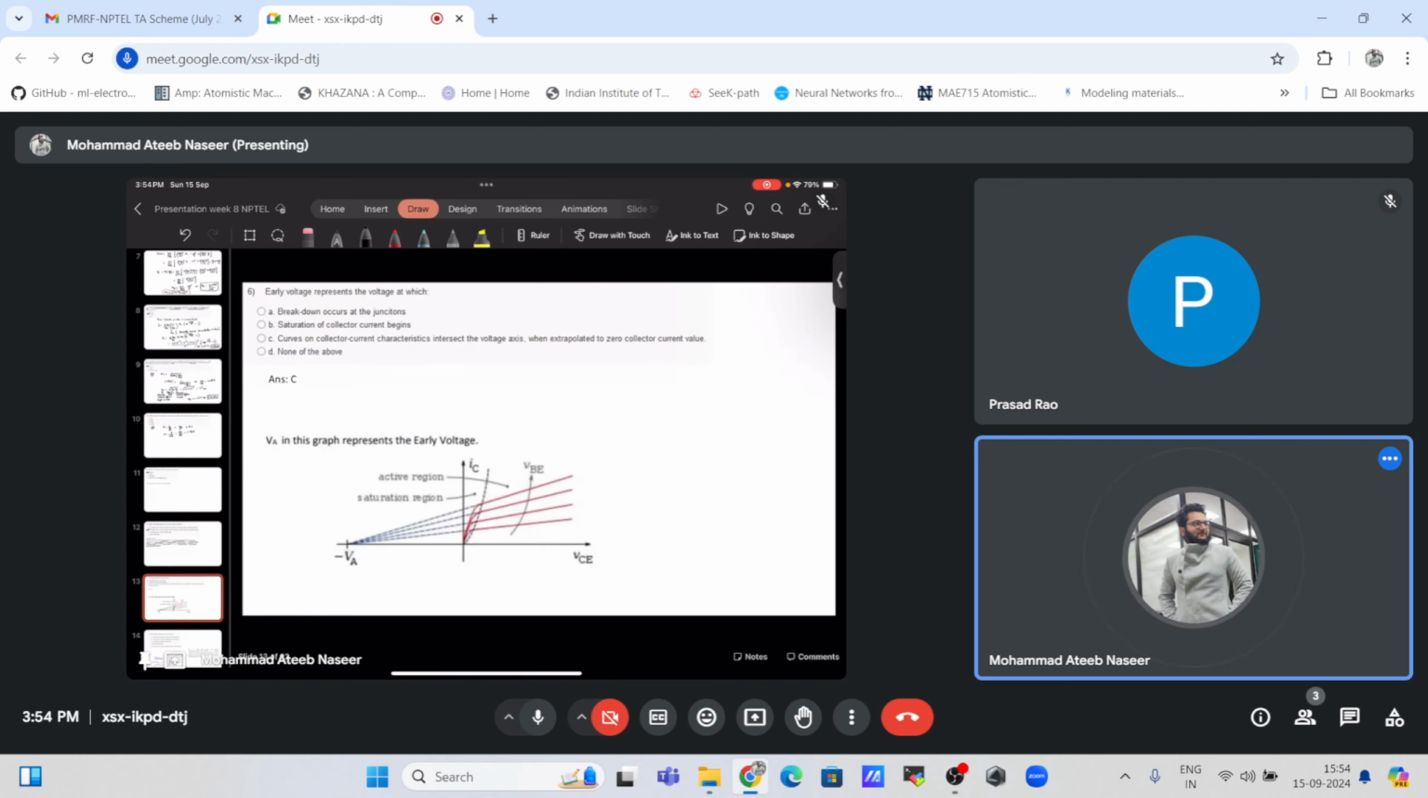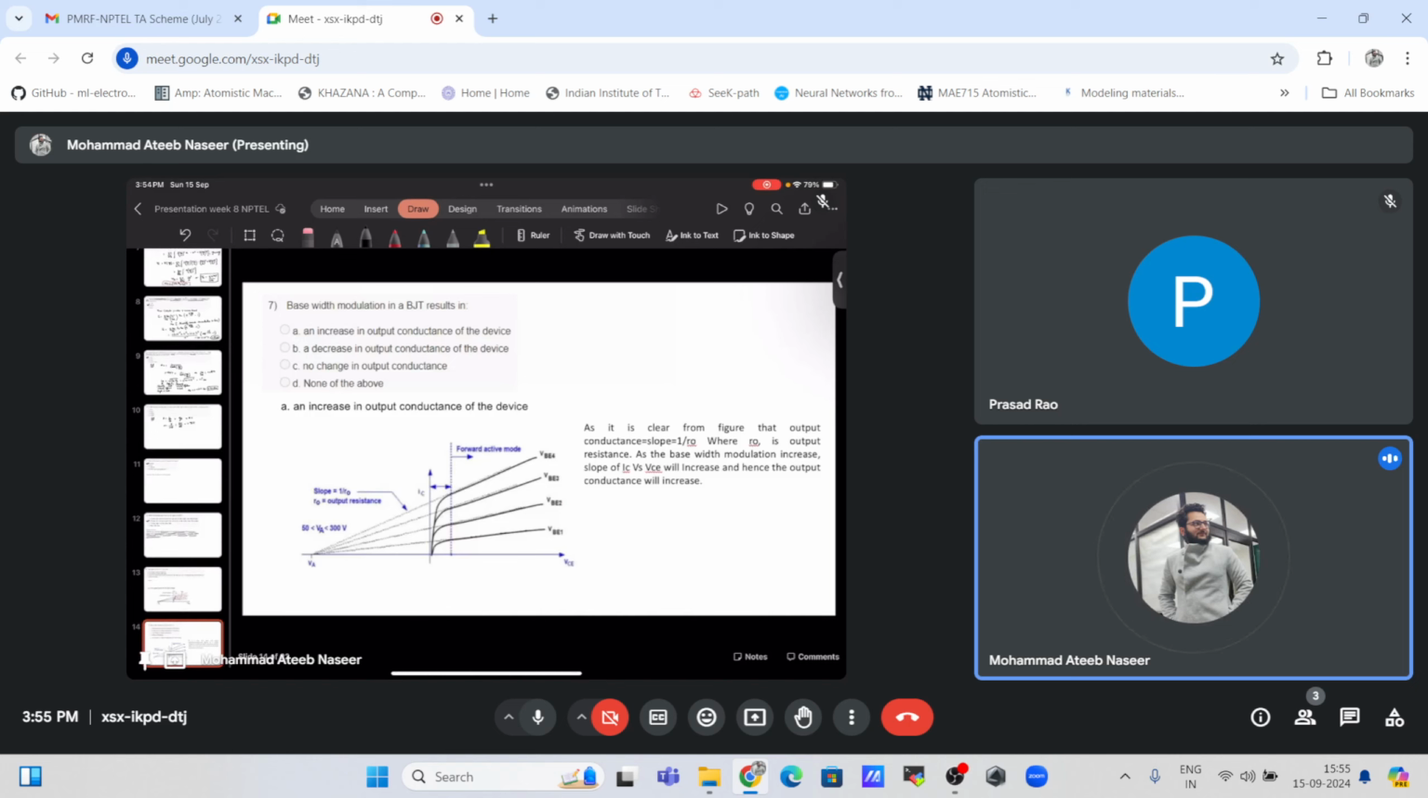Okay, now this concept is associated with the early voltage, and the question says: what does the early voltage represent? So if we draw the collector current against the collector-emitter voltage, we will get characteristics like this. Had it been ideal, we would have got the saturation kind of behavior for all the curves like this, but there is also the output impedance associated with the devices, which we can say is like this.